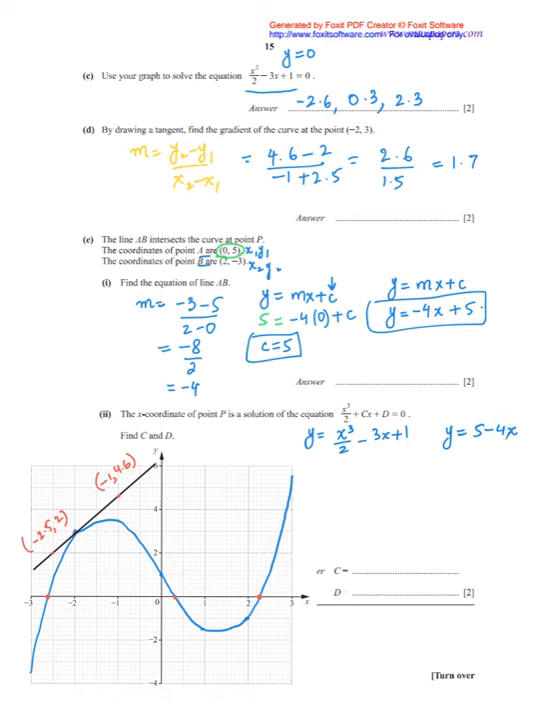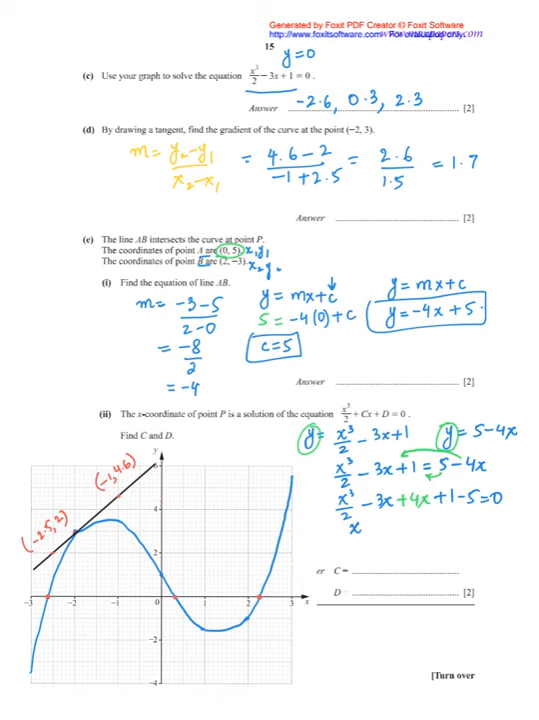So if you observe, both sides have the value of y. That means you can equate them. So now it will be x cubed upon 2 minus 3x plus 1 equals 5 minus 4x. I need to arrange my equation in this form. So x cubed upon 2 as it is, minus 3x as it is, but when I shift minus 4x to the left side, it will be positive 4x, then plus 1 as it is, and when I shift plus 5 to the left side, it will be minus 5 equals 0.